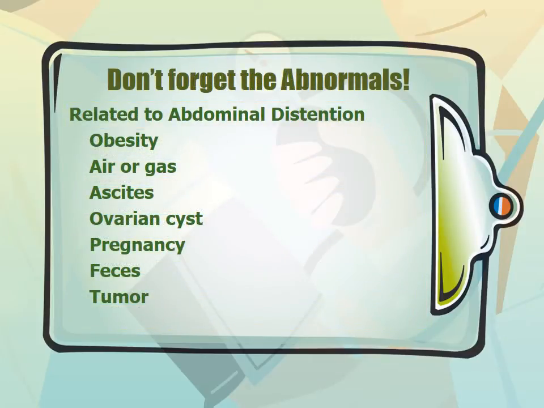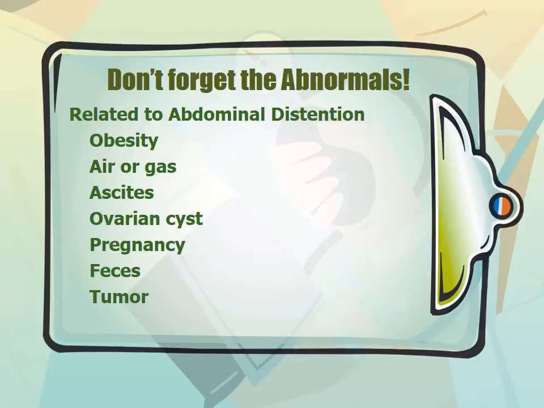And make sure that you go back and look again, of course, at the abnormals, right? Especially related to abdominal distension, because there are a number of things that could be causing that. Could be because they're obese, could be because they have excess gas. What's ascites? Ascites, we know, is fluid buildup in the abdominal cavity, usually related to liver disease or congestive heart failure. An ovarian cyst, which may be related to female problems.